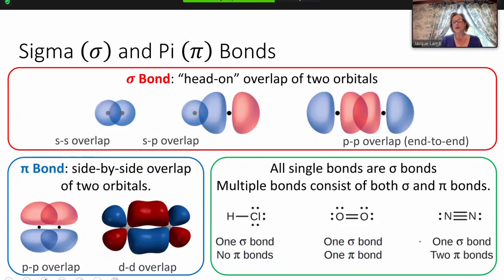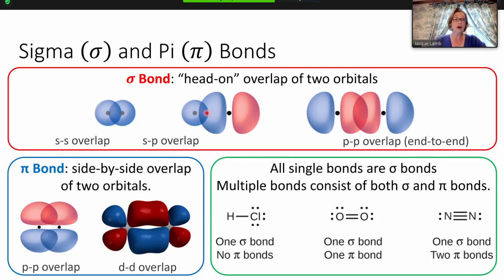And that brings us to a definition of the type of bonds that we're going to generate. A sigma bond, and this is the Greek lowercase sigma, occurs with head-to-head overlap of two orbitals. And you can see here we've drawn an S-S overlap and an S overlapping with a P orbital. This might occur in, say, HF, where you have a 1s orbital for the hydrogen and a p orbital for the fluorine. You can overlap that S with the P, but it occurs on the axis between the two nuclei, head-to-head overlap, and that is a sigma bond.